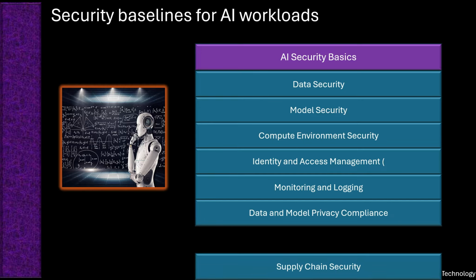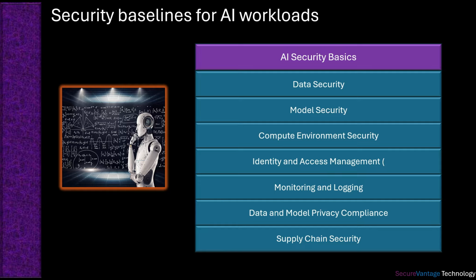For supply chain security, you should secure dependencies, libraries, and models sourced from external vendors or open source communities. Use Azure DevOps or GitHub Advanced Security to scan code dependencies for vulnerabilities. This helps identify insecure libraries and frameworks that could impact AI models.